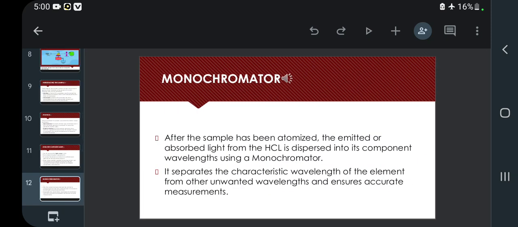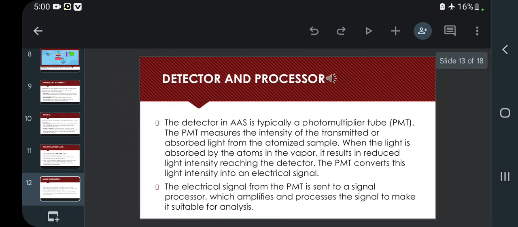Monochromator. After the sample has been atomized, the emitted or absorbed light from the HCL is dispersed into its component wavelengths using a monochromator. It separates the characteristic wavelength of the element from other unwanted wavelengths and ensures accurate measurement.